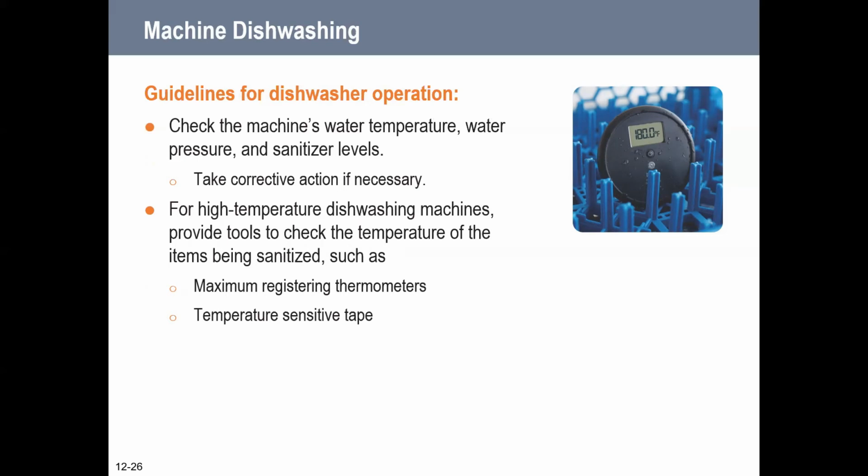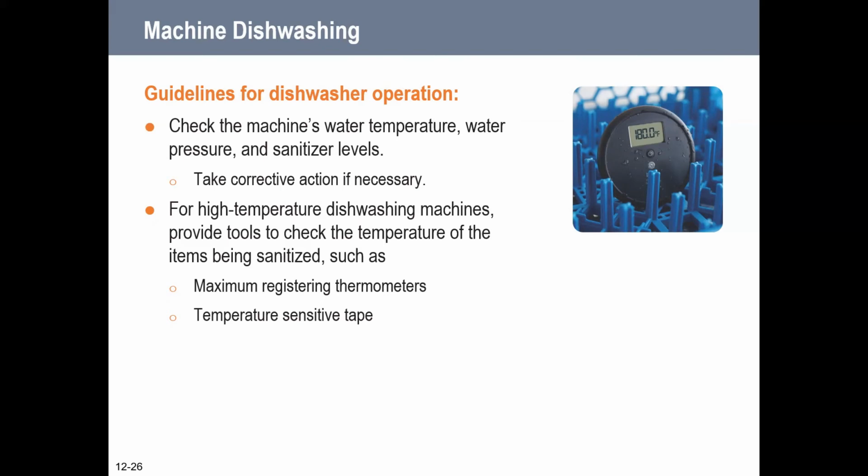Make sure you're checking the machine's water temperature, water pressure, and sanitizer level on a regular basis. And if there's an issue, make sure you take corrective action. For a high temperature machine, provide tools to check the temperature of the items being sanitized. So maximum registering thermometers, temperature sensitive tape, something so you can actually make sure that the inside's going where it should. And that's an example.